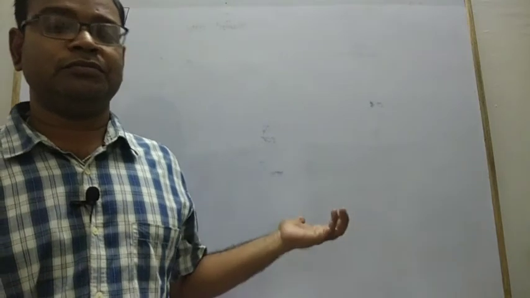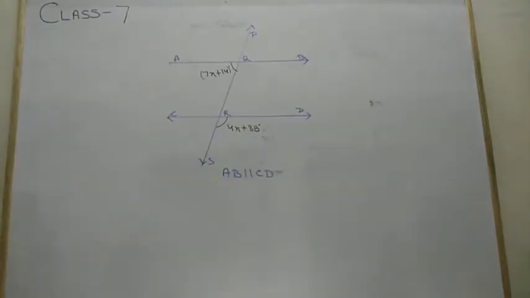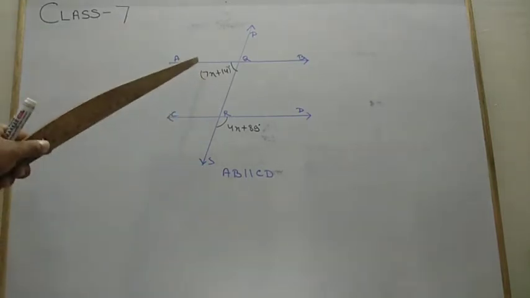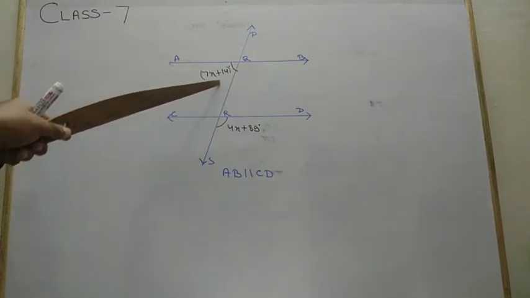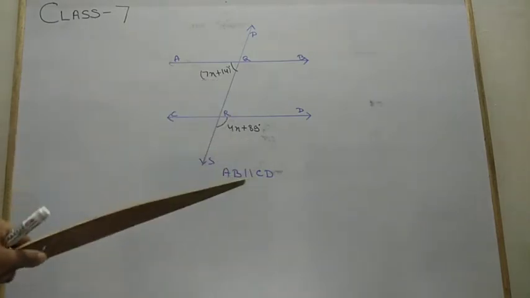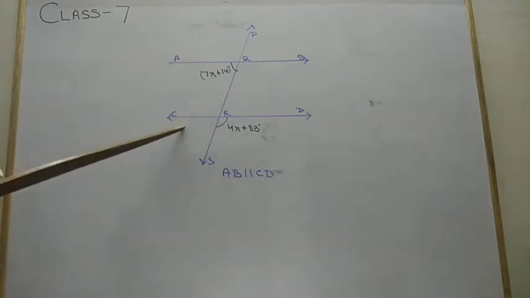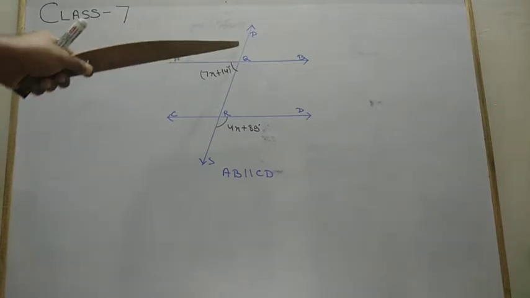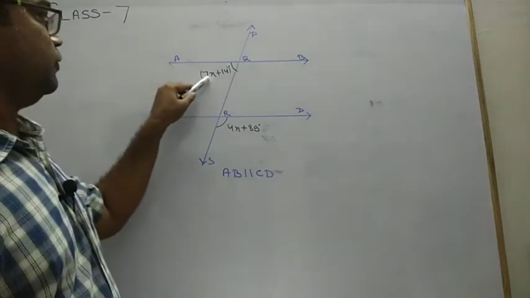Okay, now continue our solution part. In this figure, I am pointing with my scale. This part is given to you, that is your 7x plus 14, and this is given. Also it is given that line AB is parallel to CD, and as the figure shows, this line is a transversal. Then we have to find the value of x.